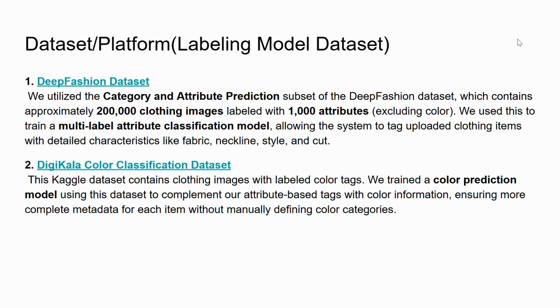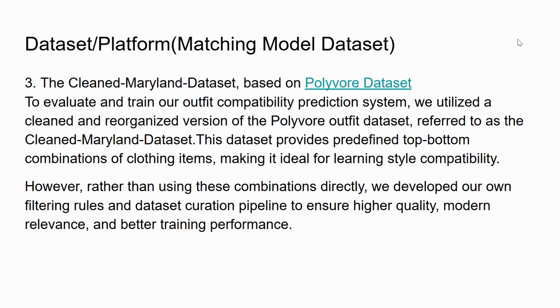manually defining color categories. For training our outfit compatibility model, we use a curated version of the Polyvore dataset, known as the Polyvore Maryland dataset. This dataset includes predefined top-bottom outfit pairs, making it ideal for learning how to match clothes. However, instead of using this dataset directly, we applied our own filtering pipeline to enhance the data quality. This custom curation process allows us to modernize the dataset and ensure that only relevant and compatible combinations are kept for training.